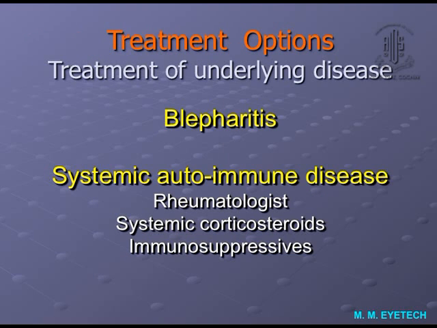In the evaluation of the underlying disease, blepharitis is extremely important, especially in our parts of the world. We find meibomianitis or posterior blepharitis and anterior blepharitis to be very, very commonly coexisting. And of course, a look for systemic autoimmune disease and getting the rheumatologist to come into the picture along with the use of systemic steroids and immunosuppressives.